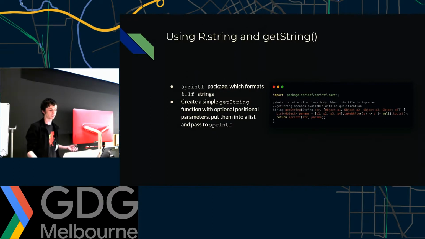Once you do that, Flutter and Dart don't have a string format function for your %f, %d strings that Android uses, but there's a package for that called sprintf. So I made a simple wrapper function, getString, which looks exactly the same as Android getString. And then if you put that outside of a class body, you can call it from anywhere.